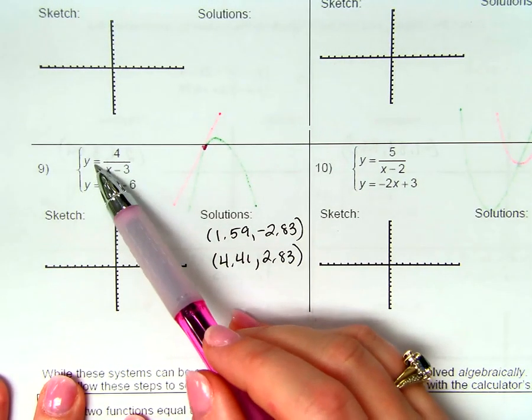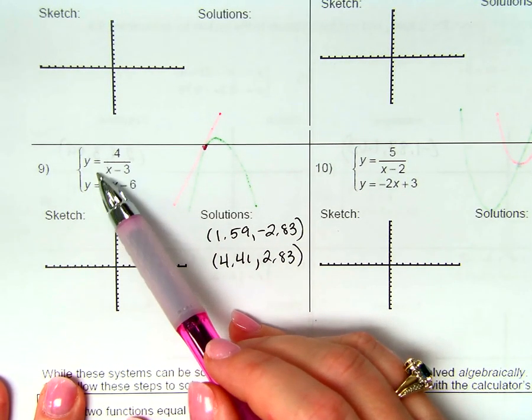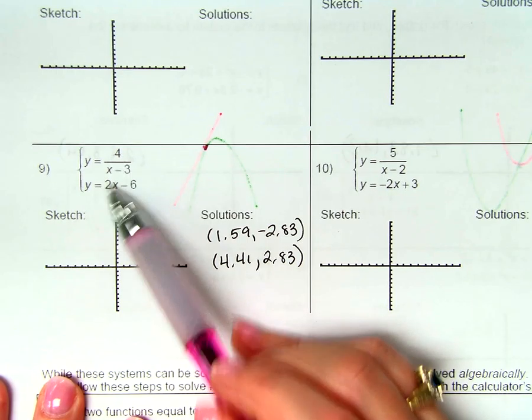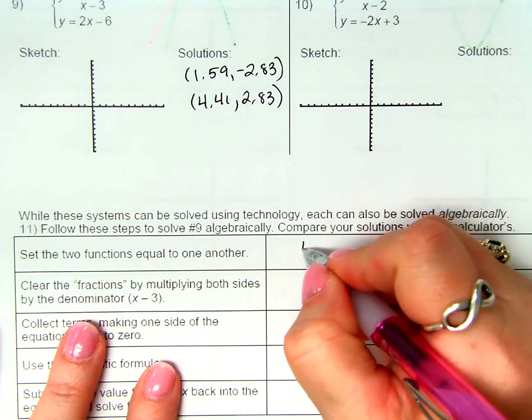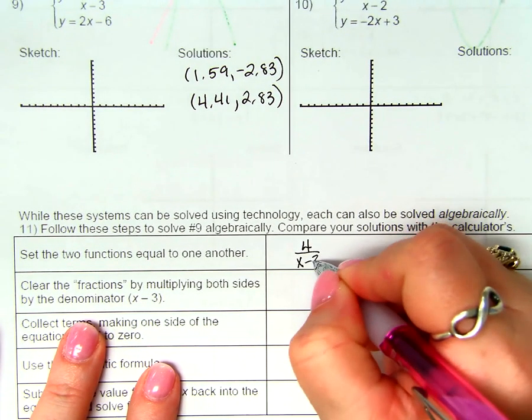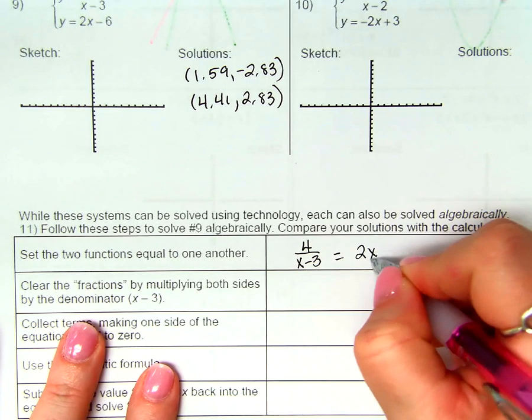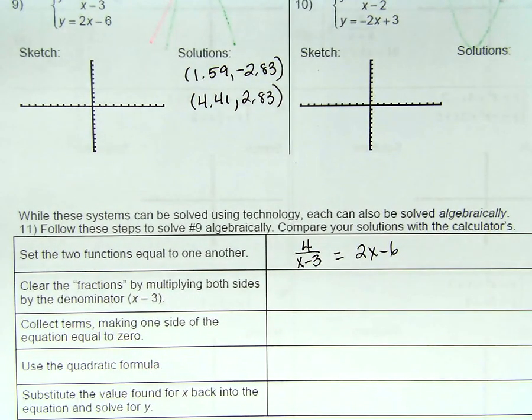Don't they already both equal y? So if they both equal y, shouldn't they equal each other? Yes or no? Yeah. Okay. So I will say 4 over x minus 3 equals 2x minus 6. How would I go about solving that?